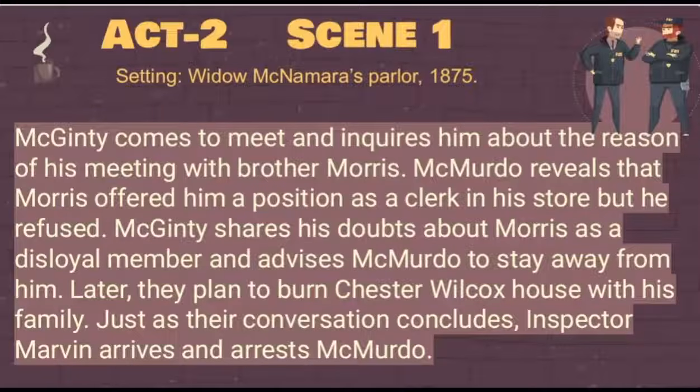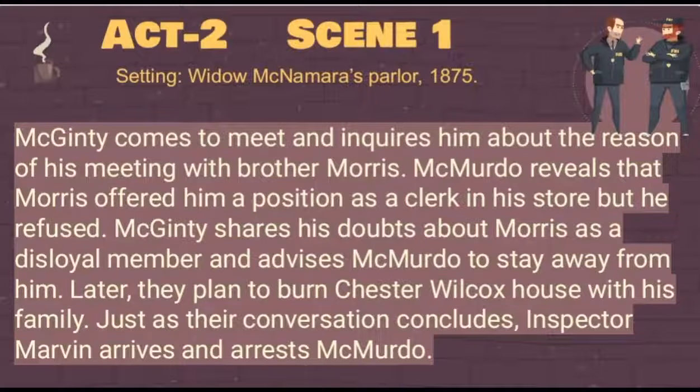Later on, they plan to burn Chester Wilcox's house along with his family. Just as their conversation concludes, Inspector Marvin arrives and arrests McMurdo. And do you know why he was arrested? Please share your answer in the comment box.